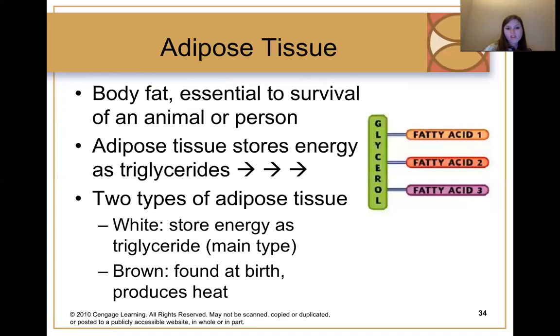There are 2 types of adipose tissue. There's white adipose tissue, which is the tissue that we commonly think of when we think of fat tissue, and that stores energy as triglycerides. And then there is brown adipose tissue, which is way less common. It's typically found at birth in babies, and in animals that hibernate, we'll have a little bit more brown tissue. Brown adipose tissue is responsible for heat production, so it's important in that aspect.